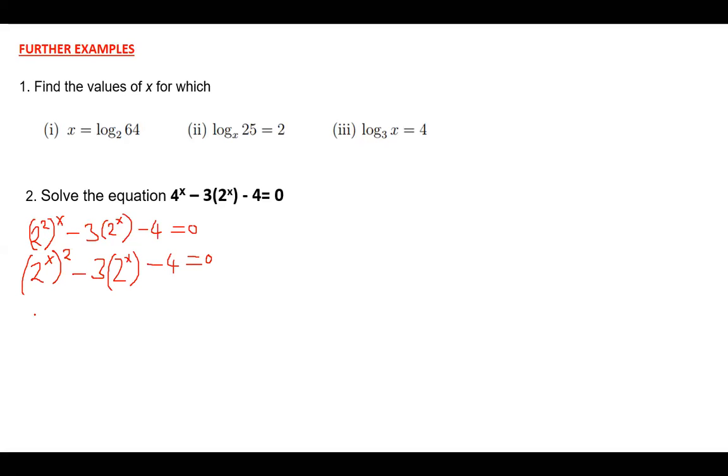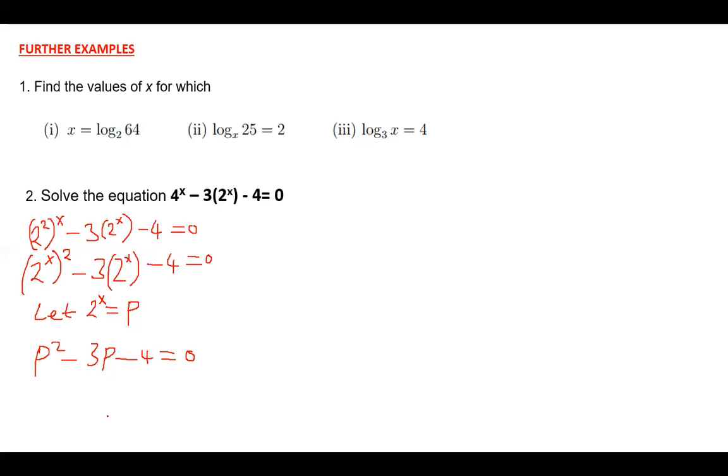So we say let 2 raised to power x be equal to p or y. I don't know which letter you like using, but I like using p. Let 2 to the power x be equal to p. So meaning wherever there is 2 to the power x, we can replace with p. So we're going to have p squared minus 3. Where there's 2x, we put p, and then minus 4 like that is equal to 0.